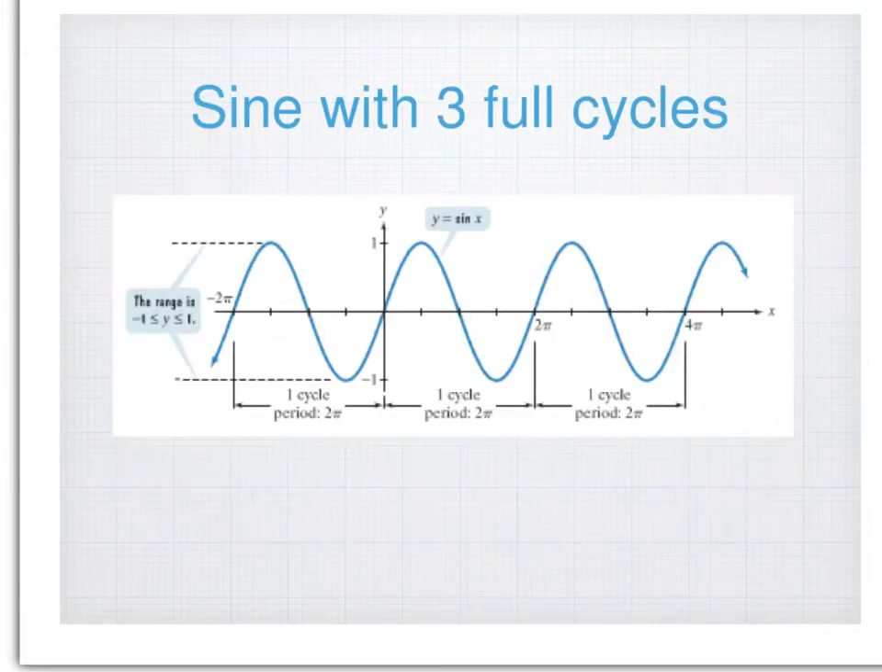Here is sine with 3 full cycles. So here I have one cycle, 2 pi, then I have another one at 4 pi, and I can continue if I wanted to. Or I can go in the negative direction, just like this, towards negative 2 pi.